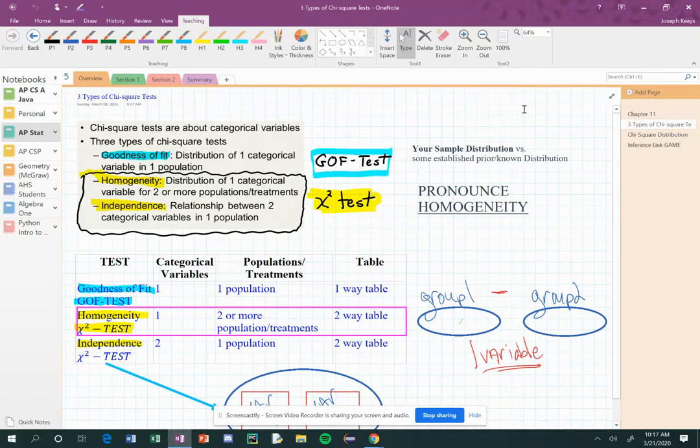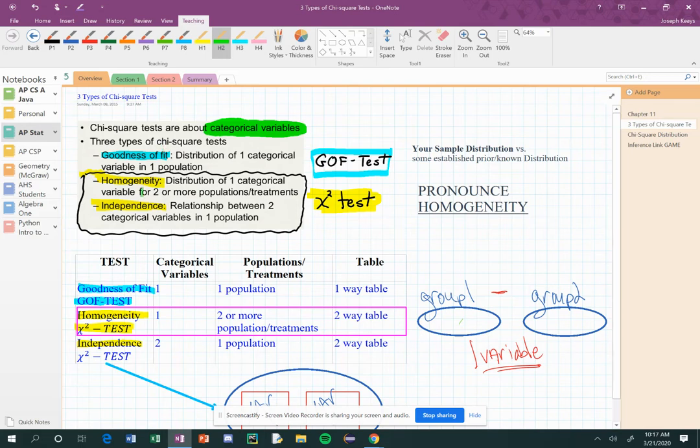Okay, my people, let's do this. Let's talk about the basics and the differences between these three chi-square tests in here. All right, so what's going on first? The first thing you should know is all three of these tests have nothing to do with quantitative variables. All of them are going to be dealing with categorical variables.